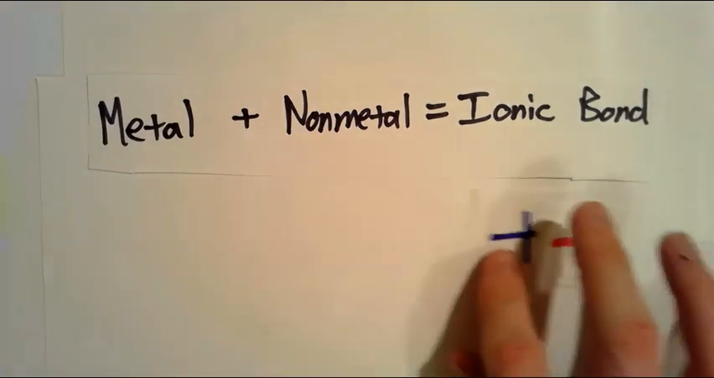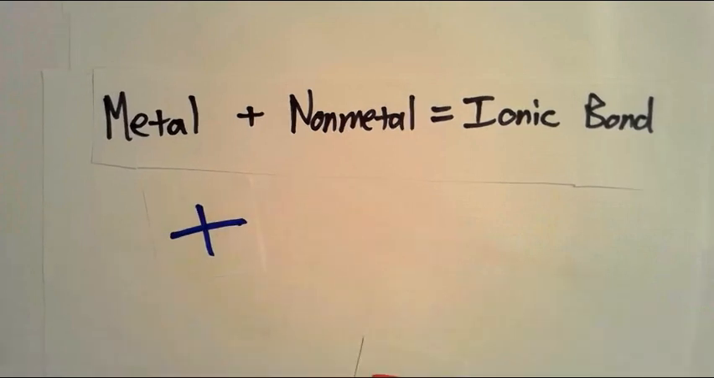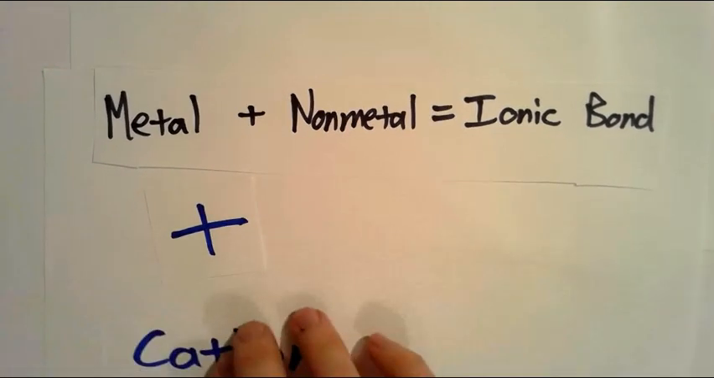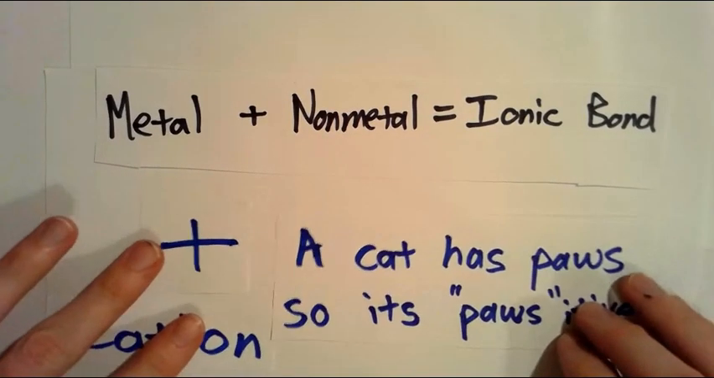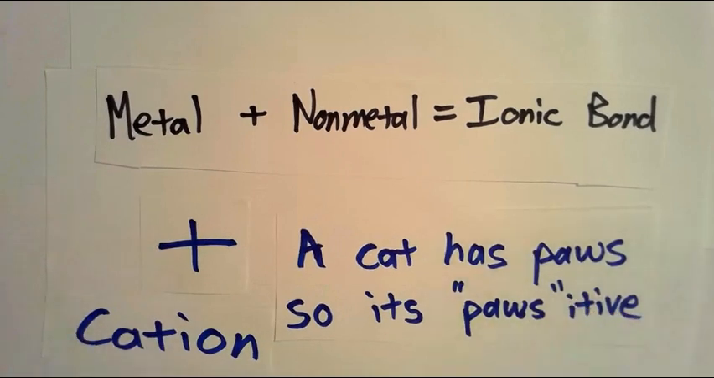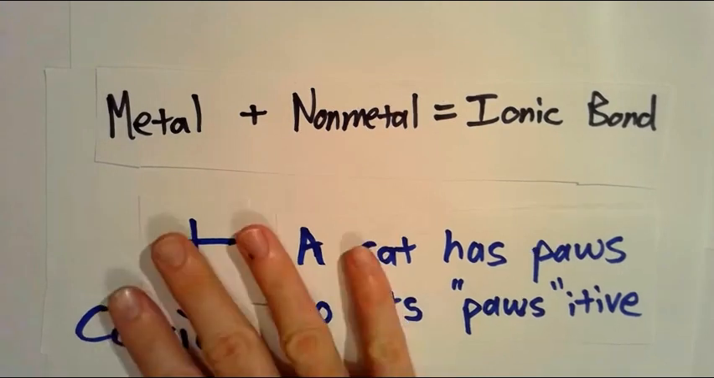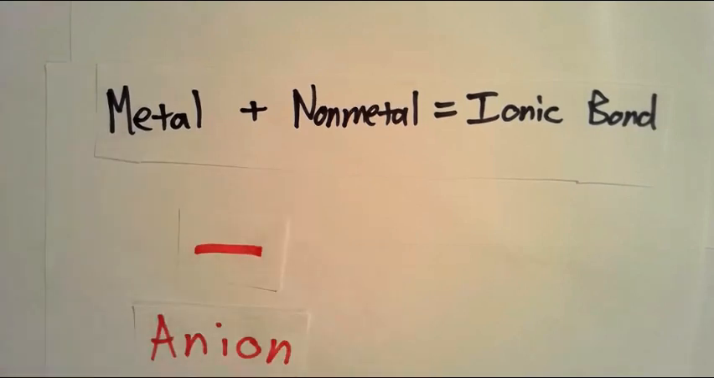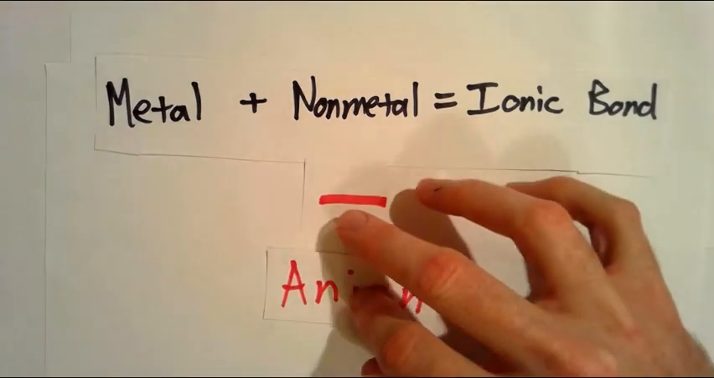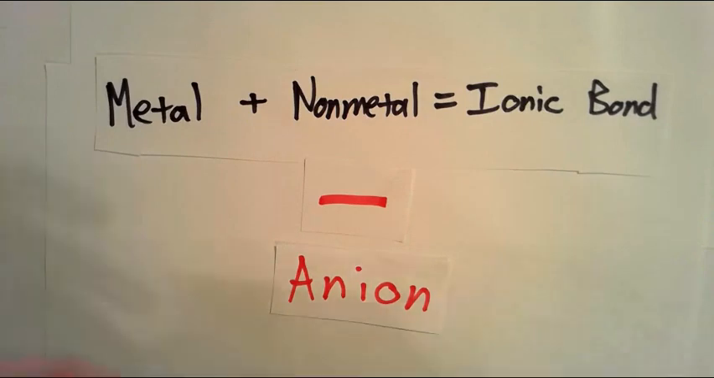These positive and negative charges have special names. The positively charged is called the cation, and the way to remember that is that a cat has paws, so it's positive. The negatively charged is going to be called the anion. I don't have a memory trick for that. Just remember that the cation is positive, so the anion is negative. The anion will always be the nonmetal, and the cation will always be the metal.